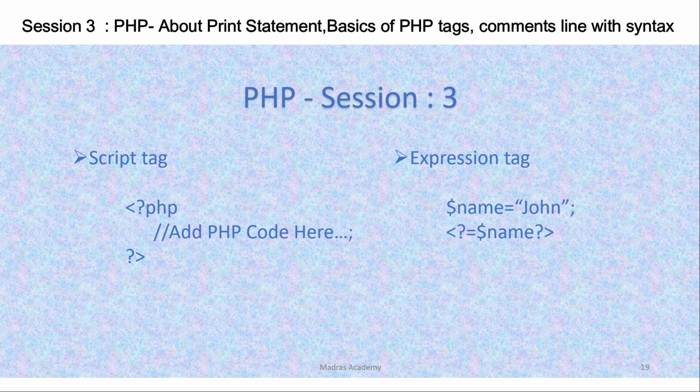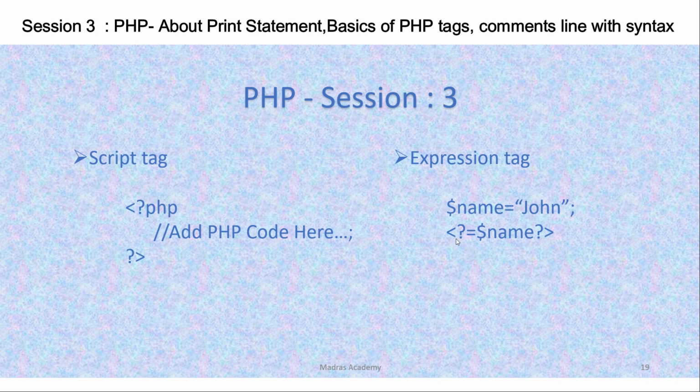And here I have given a small demo. I declare one variable, $name equal to John. Name is a variable, John is a value, and I assign the value. This is a string type, and I need to print this value from this variable. So without the echo or print method, I can use this expression tag.